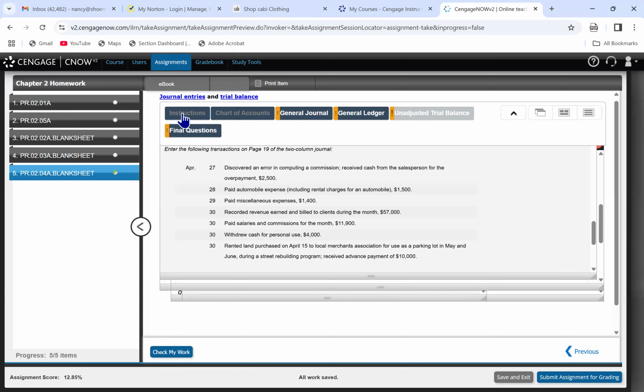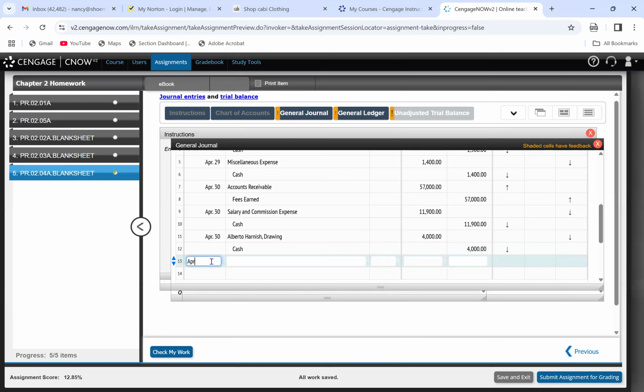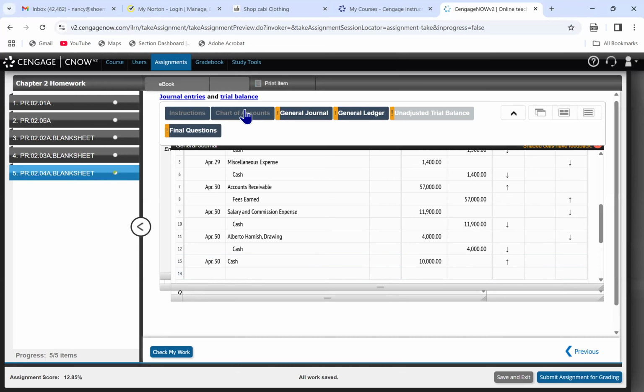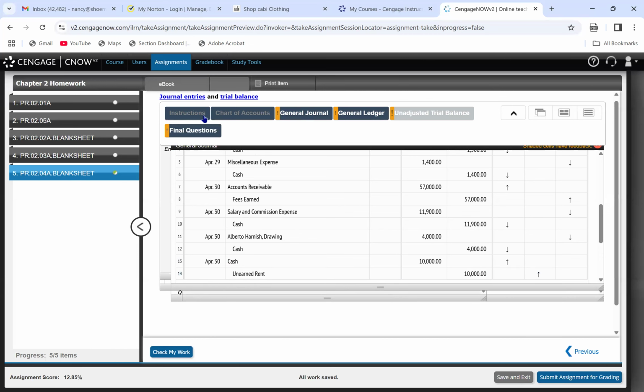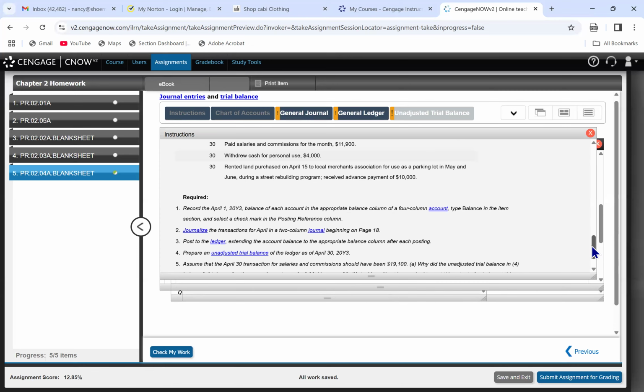Then we have rented land purchased on April 15th to local merchants association to use as a parking lot in May and June during the street rebuilding, received advance payment of 10,000. They're going to use it in May, but they're giving us the money up front. So remember, we haven't earned that money yet. So we're going to show this as cash of 10,000, and we'll show unearned rent, a liability, of 10,000. Okay? So we will go through these and we will post those too.